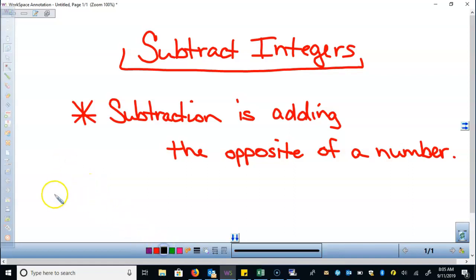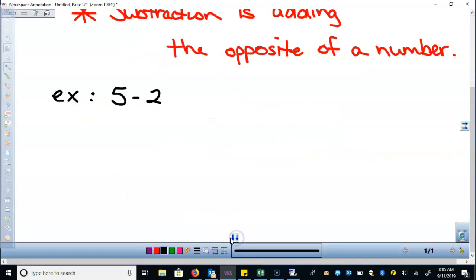Okay? So here's what I mean by that. If I tell you 5 minus 2, we all know the answer is 3. But when we get into integers, that subtracting can be a little confusing to understand. What if I don't have enough? Okay? And we have to use the definition of subtraction. Well, subtraction is the same thing as adding the opposite of the second number. So instead of subtracting, we're going to add.